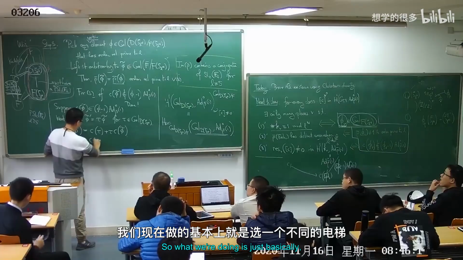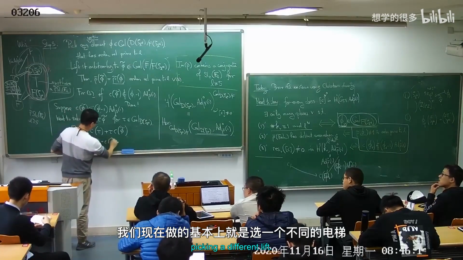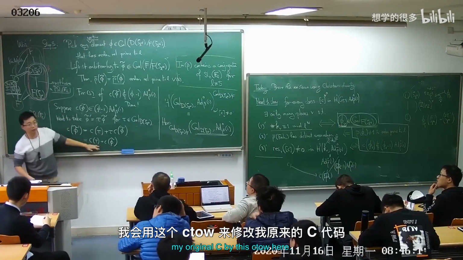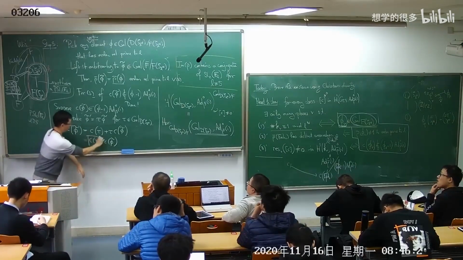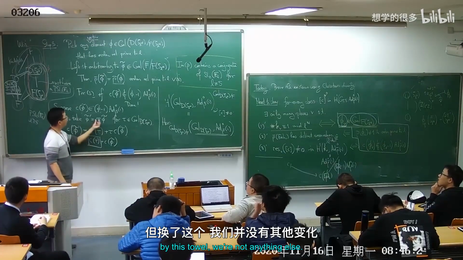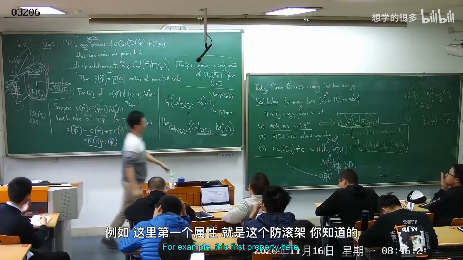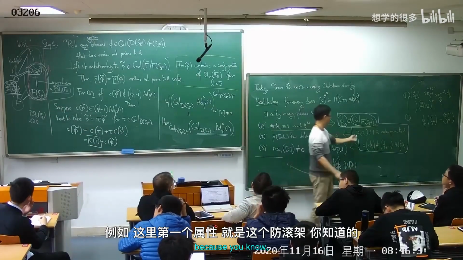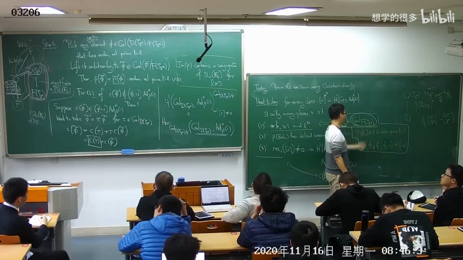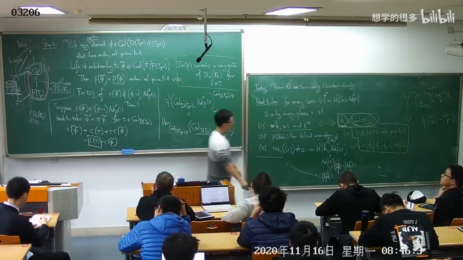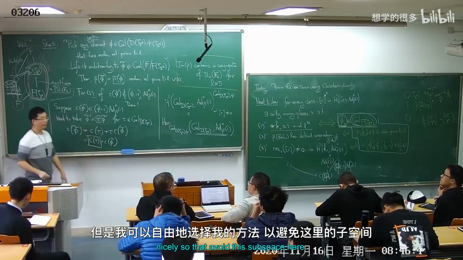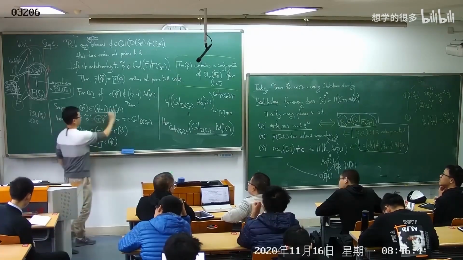So what we're doing is just basically picking a different lift. I'll just modify my original C by this C tau here. But changing this by this tau will not change anything else. For example, this first property here, for example, rho bar here, because rho bar of tau phi, but rho bar of tau is trivial, so just rho bar of tau, the same thing. But I have the freedom to pick my lift nicely, so that I avoid this subspace here.